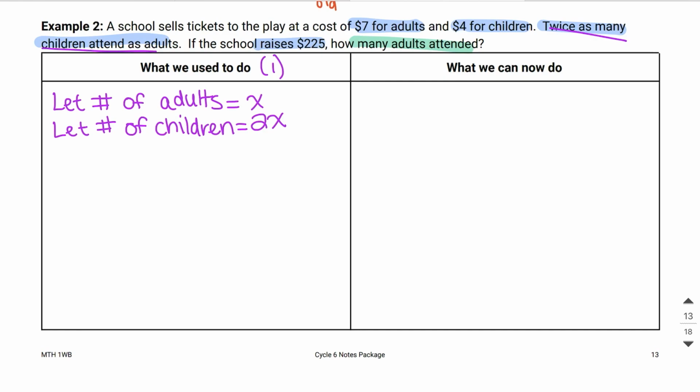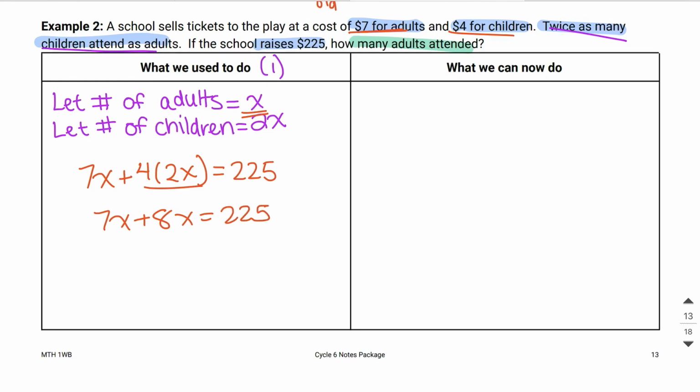Okay? But now I need to write my equation, and my equation is going to be based on costs. So it's $7 per adult. So I would do 7 times x plus $4 per child. So I would do 4 times 2x, which can tend to be very confusing. And that would be $225 altogether. Okay, so now I would multiply these two expressions together. So I would get 8x. Collect my like terms, I get 15x.